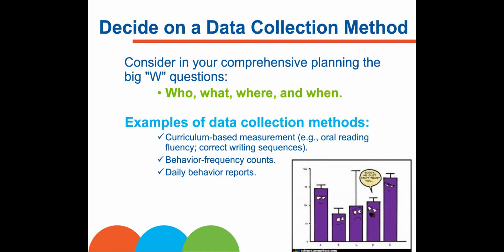You should consider in your comprehensive planning the big W questions: who, what, where, and when. Examples of data collection methods are curriculum-based measurements, such as oral reading fluency, correct writing sequences, behavior frequency counts, and daily behavior report cards.